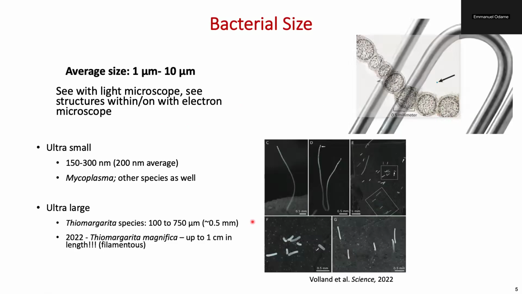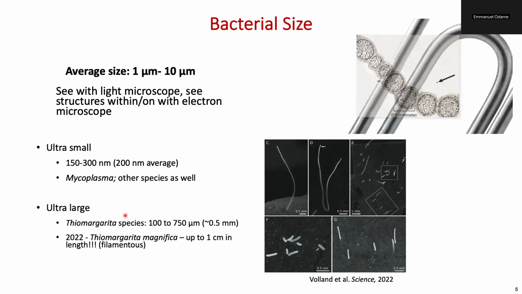So, what is the normal size of a bacterium? On average, their size ranges from 1 micrometer to 10 micrometers, and you can see them with a microscope. Because the range is very wide, we have the ultra small bacteria, mostly 150 to 300 nanometers. One example is Mycoplasma. As you can see from this image, it's really small, but when you zoom in, you can clearly see it. And then we have the ultra large group.